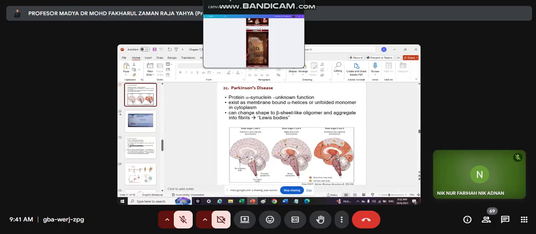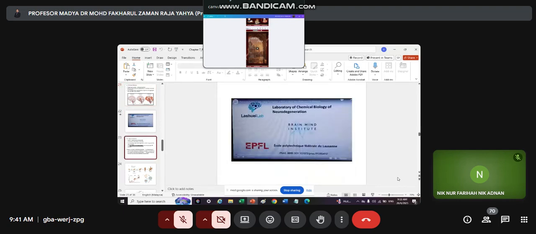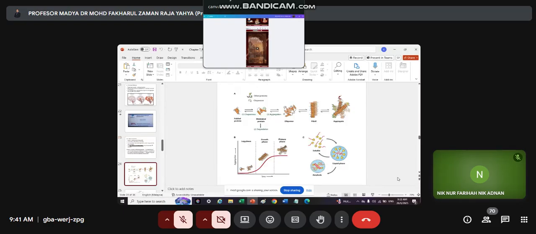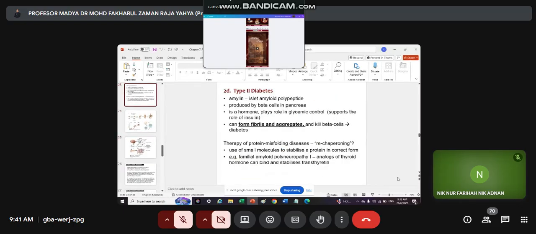Damage of brain organs. So for Parkinson disease, the causative factor is alpha synuclein protein that can form aggregates in brain organ. Okay, not the last. The previous one is not the last. Okay. So then we look at the type 2 diabetes.